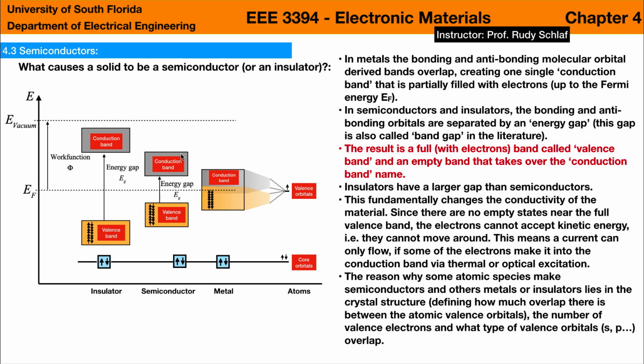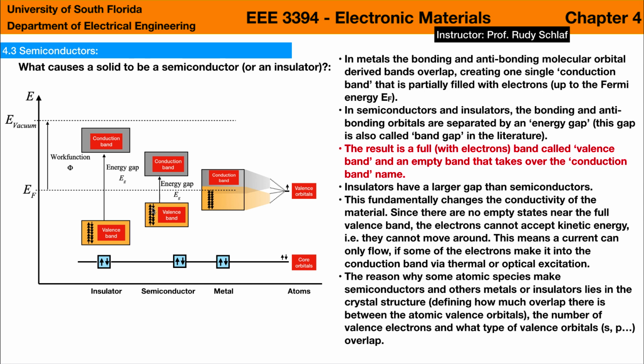And in semiconductors and insulators, we now call these bands the conduction band and the valence band. And so there's this energy gap in between them, and that means that the valence band is full with electrons and the conduction band is completely empty. And that fundamentally changes the conductive properties of the material, because in order to accelerate, to take on kinetic energy when you apply a voltage to the material, there need to be empty states nearby on the energy axis that these electrons can go onto to accept this kinetic energy.